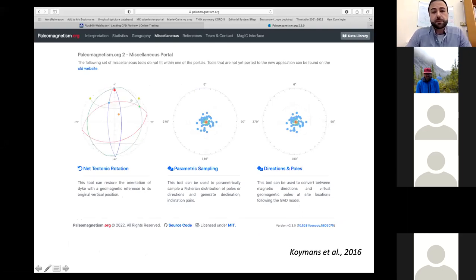So this method was written by Tony a while ago as a DOS program, and I've worked on that previously, but then recently it has been implemented in an online software developed by the group in Utrecht, led by Douwe van Hinsbergen, which is called paleomagnetism.org. And in this online software that can perform a number of standard paleomagnetic analyses, you also find the net tectonic rotation protocol.